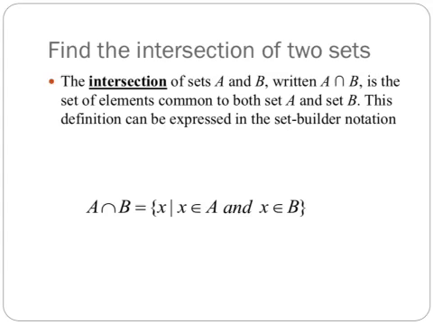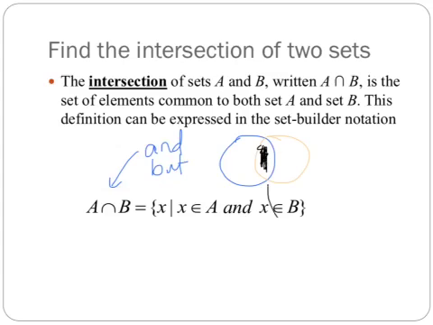Intersection is like the word and or but. So it needs to be in the set A and B. So when you're thinking of those elements, think about where those overlap. So that would be in this little shaded region here. So A and B. Okay, so they're elements in A and elements in B, so whatever they have in common.